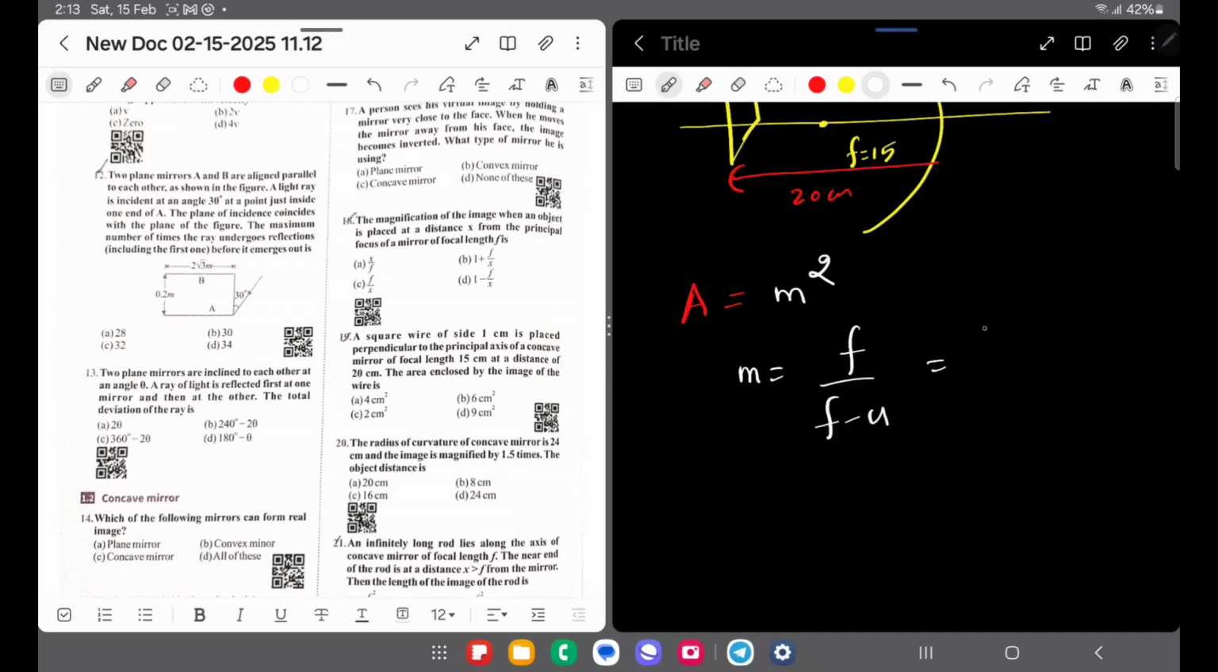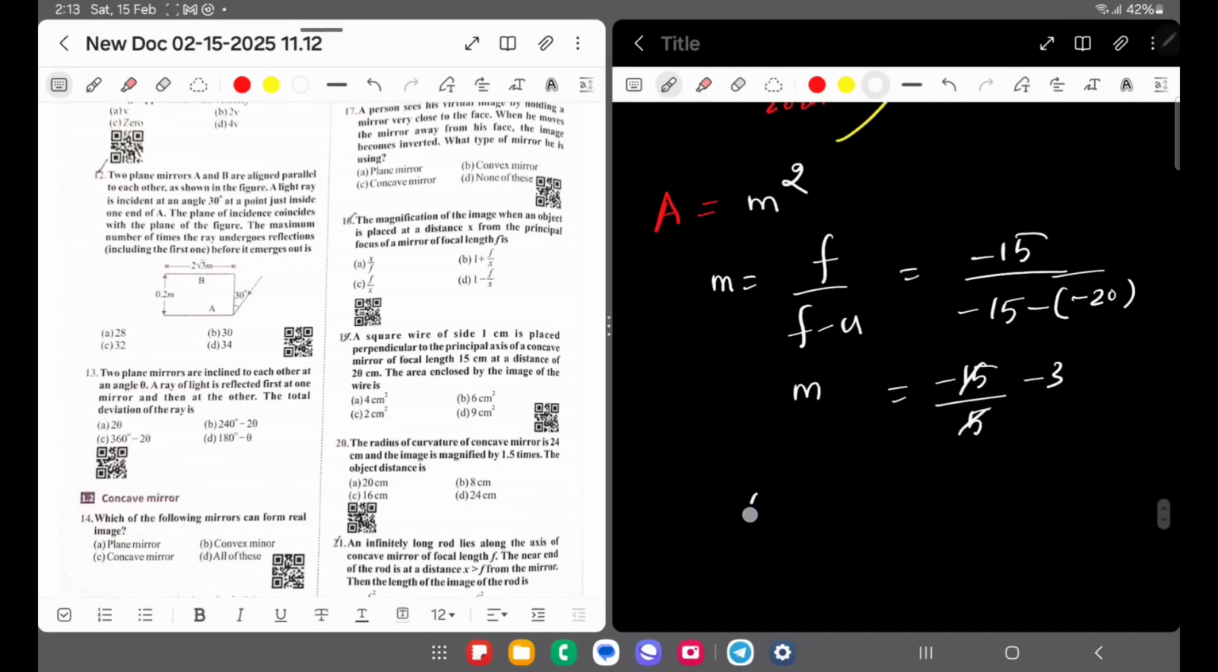So, it is a minus of 15 divided by minus of 15. Object distance is already negative, so it is a minus of 20. So, what I got is minus 15 by minus 15 plus 20, which is 5. So, I got a minus 3, the magnification value is minus 3. So, areal magnification is equal to 3 squared, which is 9. So, it is 9 centimeter square.